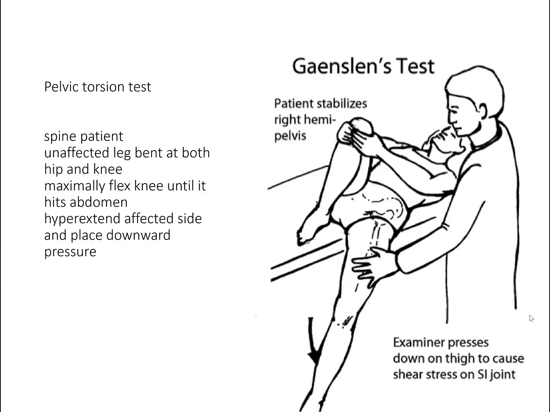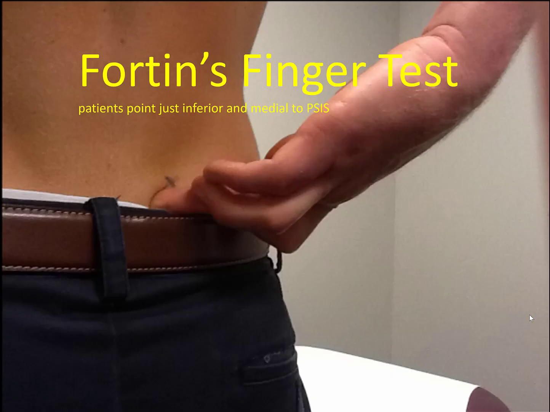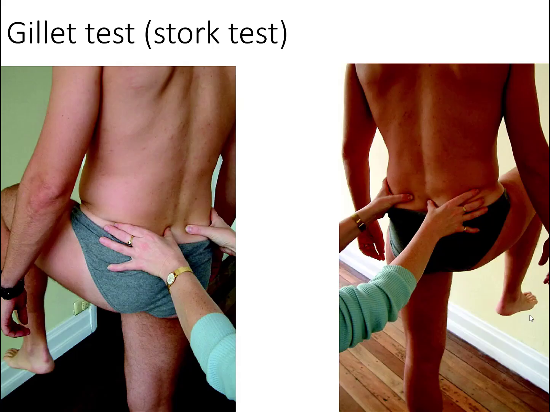I don't know how to say this Gaenslen's test, but basically extend the hip joint and stabilize the pelvis first and then extend it. That stresses everything though. Just thrust backwards on the pelvis. And Fortin's finger test, which I do with every patient. I say, take one finger and point to where the pain is. And they point right to the SI joint. That comes from the study where he injected normal people. And then a Gillet test or a Stork test, basically stand on it and see if that causes pain.